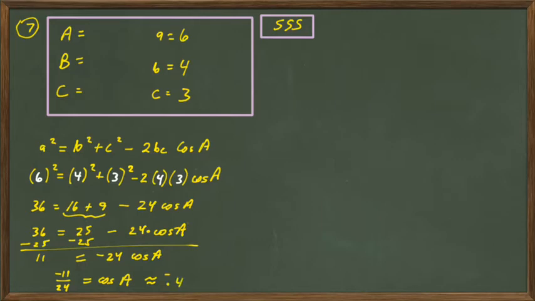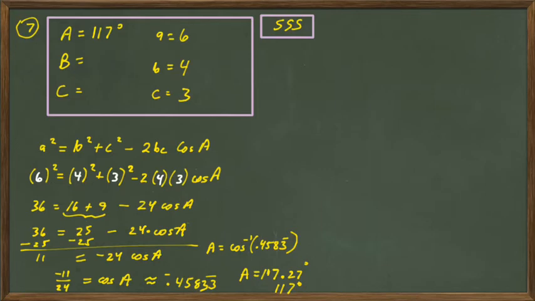negative 0.4583 repeating. So A is going to equal the arc cosine of that. I'm just going to simply do the arc cosine of the previous number on my calculator and get 117.27. So angle A is 117.27 degrees. To the nearest degree, I'd probably call it 117. Now, does that have to be the biggest angle in the triangle? Yes. I don't think you can have a bigger one and still have it add to 180.